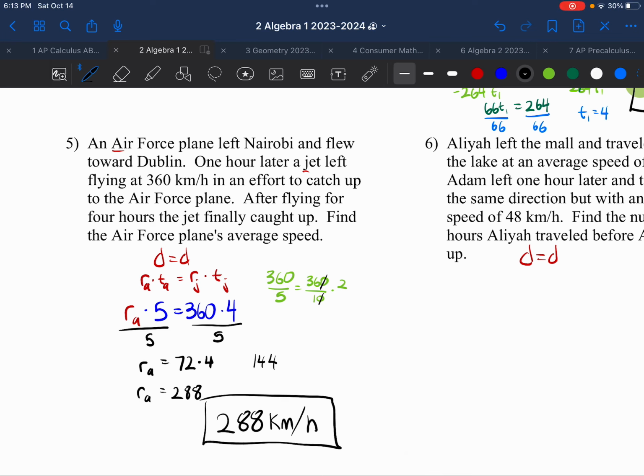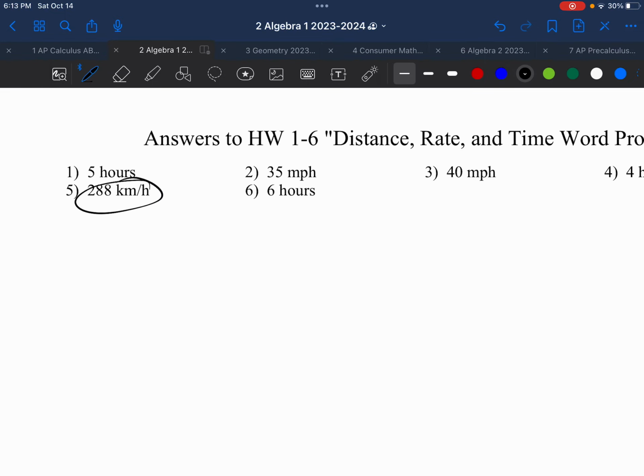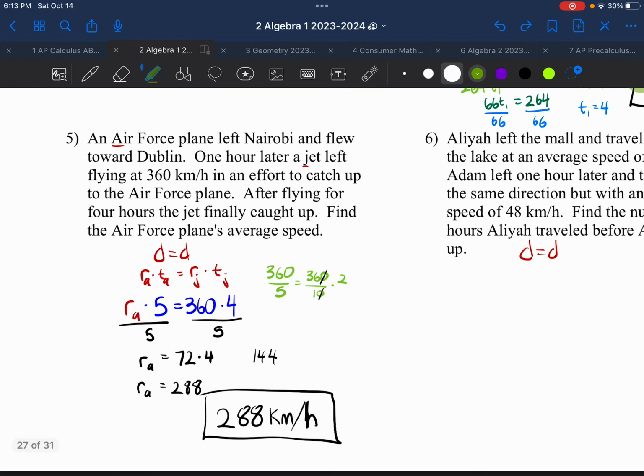Final answer, box it, and let's check the back, see if we got it right. My H could be extended a little bit. There we go. 208 kilometers per hour. So far, so good. And we're going to highlight that one in green.